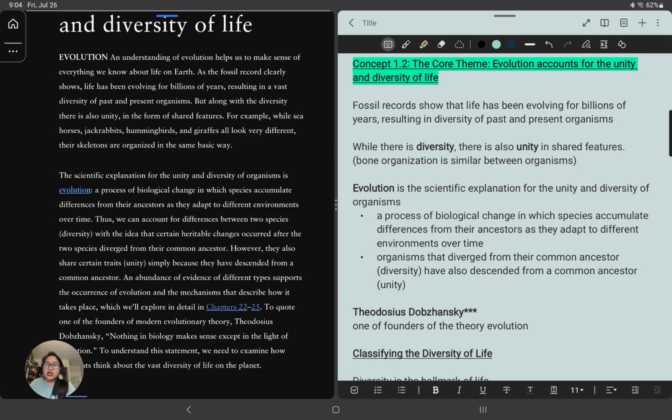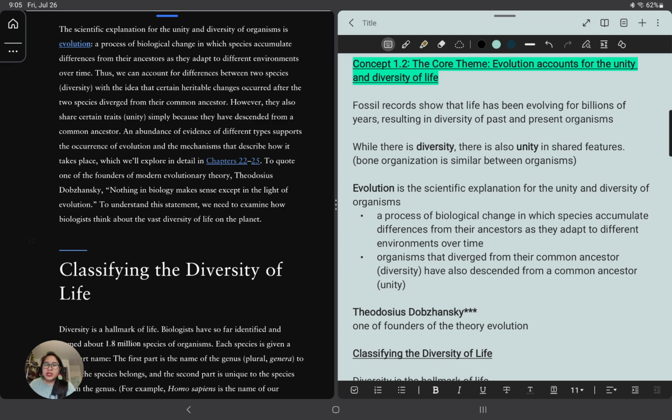Evolution. An understanding of evolution helps us to make sense of everything we know about life on Earth. As the fossil record clearly shows, life has been evolving for billions of years, resulting in a vast diversity of past and present organisms. But along with the diversity, there is also unity, in the form of shared features. For example, while seahorses, jackrabbits, hummingbirds, and giraffes all look very different, their skeletons are organized in the same basic way.